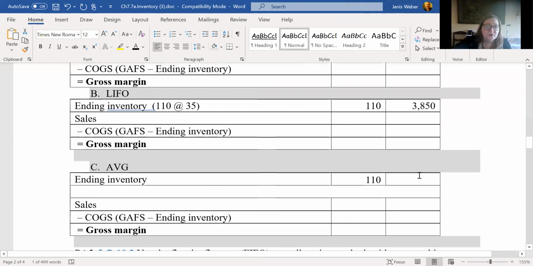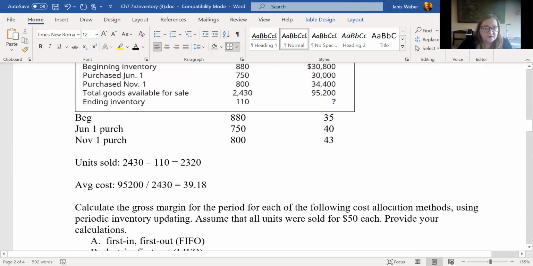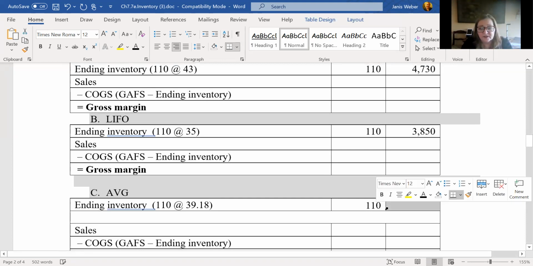And then the average is just what it sounds like. I'm going to copy this format down so I can show the ending inventory under the other method. And I'm going to change the amount. Remember, I calculated the average to be $39.18. Right up here. Average cost is 95.2 total. They gave it to us, and 2,430 units. So when you divide that out, each unit had an average cost of $39.18. So 110 units under the average method would be 4,309.